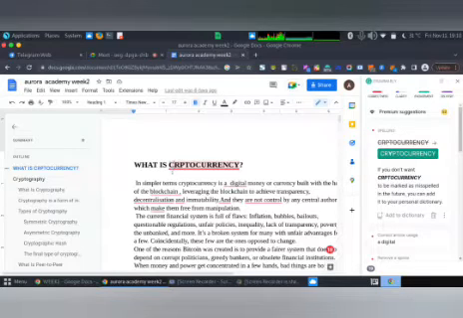Today we'll be looking at what is cryptocurrency. In simple terms, cryptocurrency can be defined as a digital form of exchange. It is built with the help of the blockchain. And one thing we need to understand about cryptocurrency is there is no central authority. Nobody is controlling the value and nobody is controlling how it is being distributed.